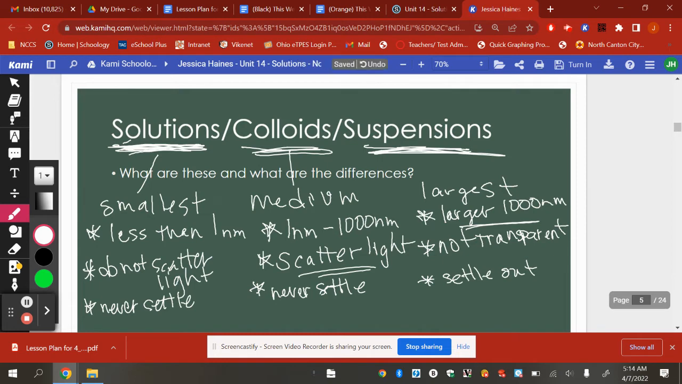Okay, let's see what else we want to talk about here. Solutions, and we talked about this before. Solutions are homogeneous. Colloids are heterogeneous. And suspensions are heterogeneous. So there's a difference right there. You can see differences in colloids and suspensions. I would argue not as much in colloids, because once we go through some examples of colloids, you might think like, well, I can't really see the differences like I can with suspensions, but you clearly can see differences in suspensions.